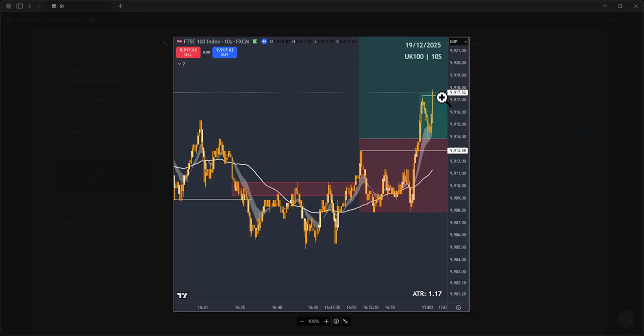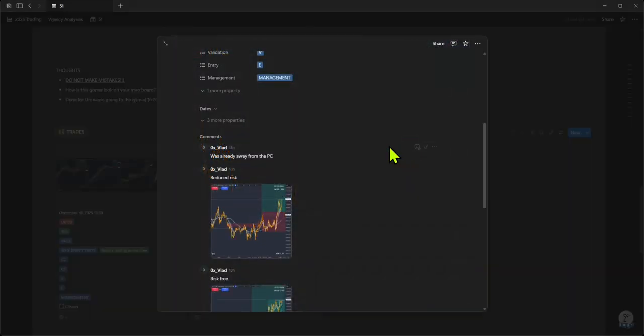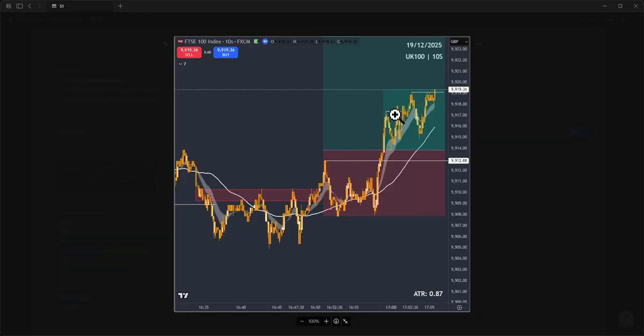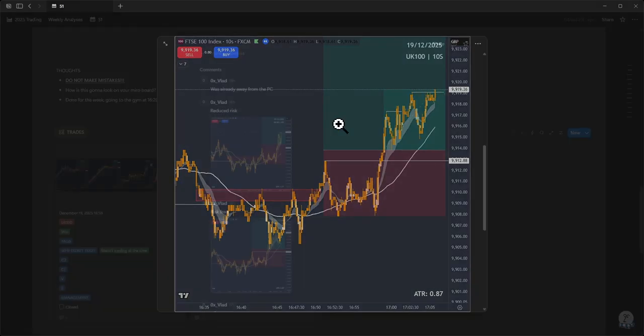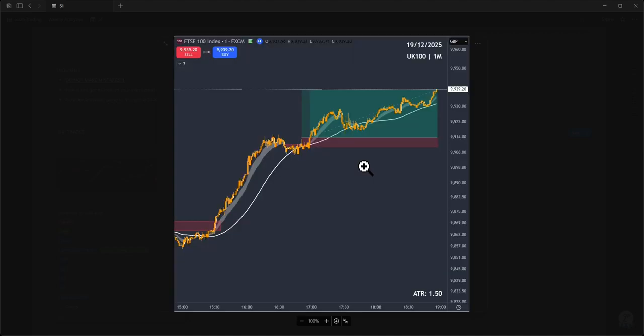I would reduce risk twice because this spread is like 20% of my stop loss, so that's quite a lot. And as it creates a new high and liquidates that, I move completely to risk free. And that would end up being a +5. Beautiful, beautiful win. And here we can see it on the 1 minute. This is perfect, in my opinion.